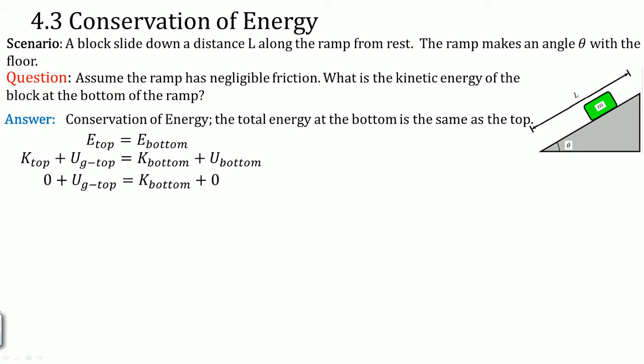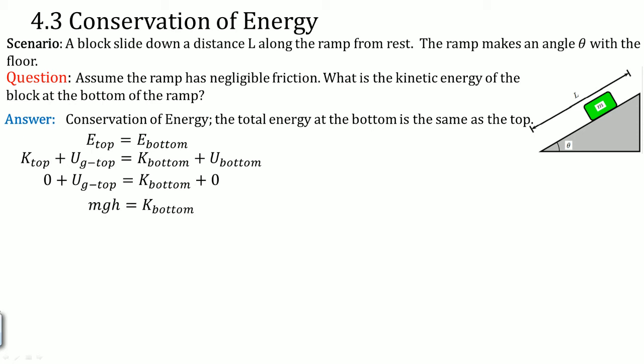At the top, the object was at rest, so there is no kinetic energy. That's why K top was equal to 0. U bottom was also equal to 0 because there is no potential energy once the object touches the floor, because h is equal to 0.